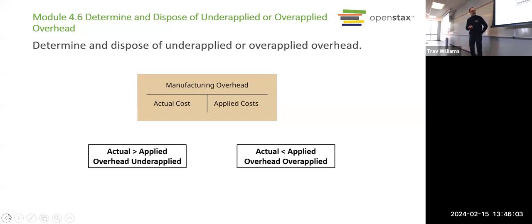And then if the actual overhead is less than what you applied during the year, then you have under applied. Is that what I said? No, did I say it backwards? I think I did. So if your actual is greater than what you applied, you're under applied. If your actual is less than what you applied, then you over apply. Makes sense, right? Yeah. So that is something that we'll have to be thinking about.